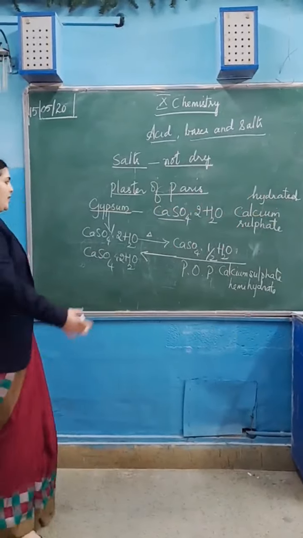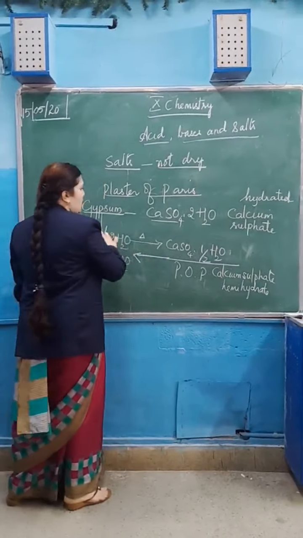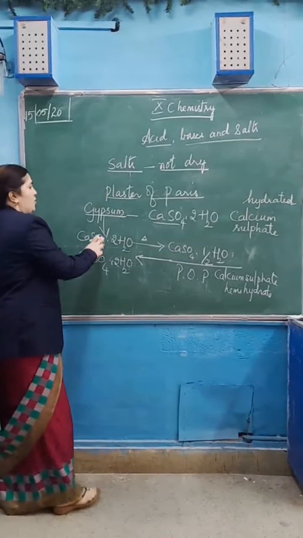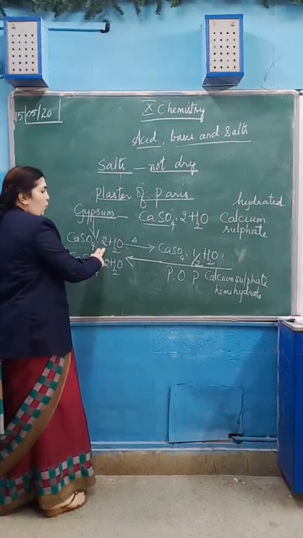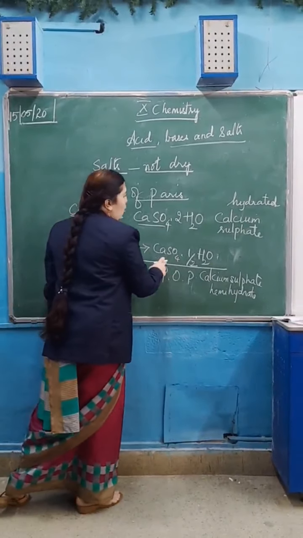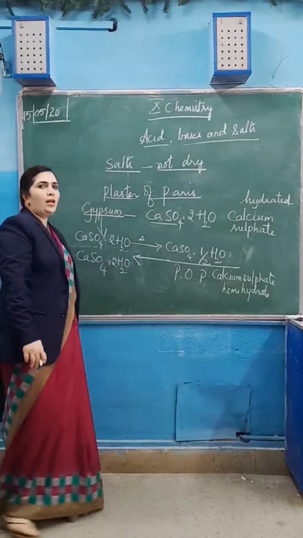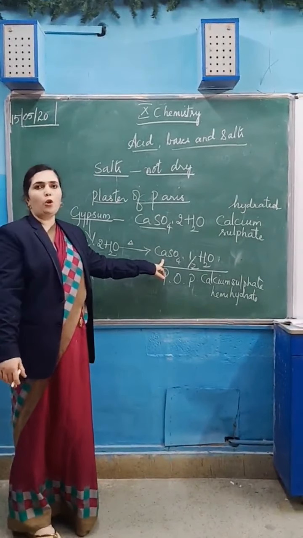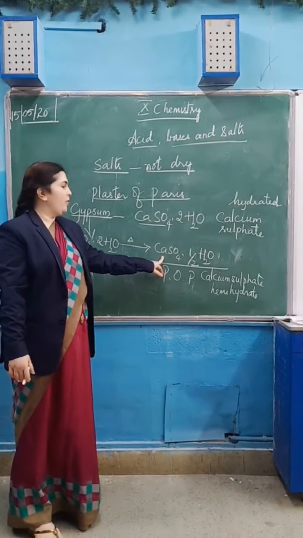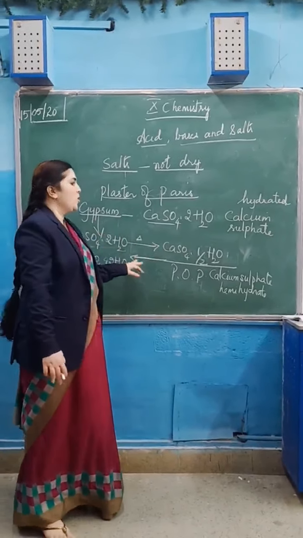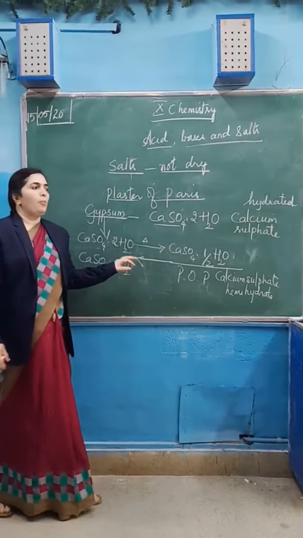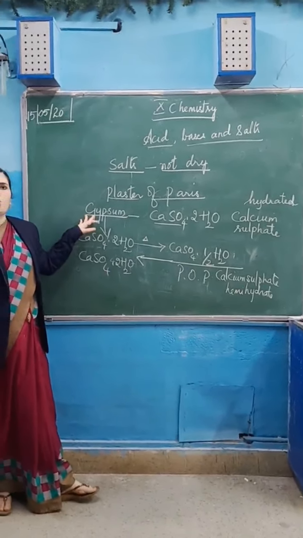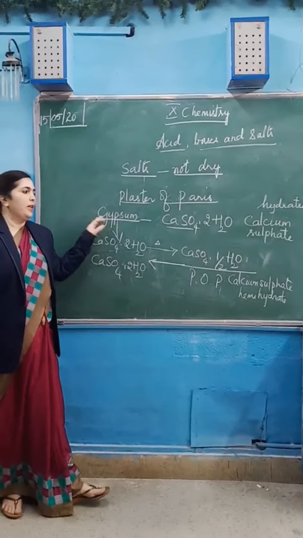So what is the difference between gypsum and plaster of Paris? It is only the water molecules. In gypsum, there are 2 water molecules, but in plaster of Paris, only half a water molecule is present per calcium sulfate. Fewer molecules of water are present when compared to gypsum. So that is about plaster of Paris and gypsum. This is also an important question that they will often ask in the examination.